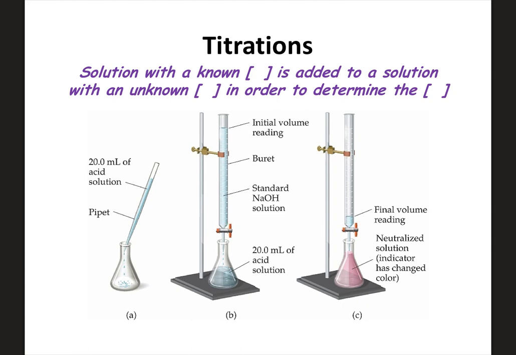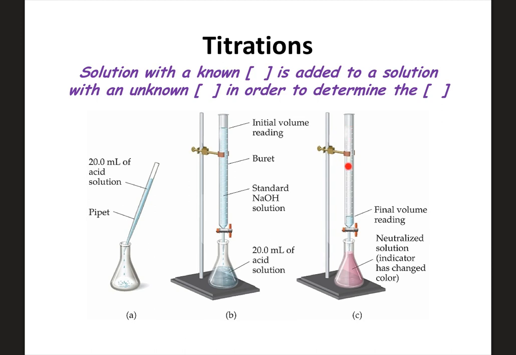But there's even a procedure to this, how you do this, how quickly you let it in, and then when you slow it down. But this is all stuff you'll learn in lab. You will need to swirl this as it's being added because this solution has an indicator in it, which will turn color when you reach a specific pH.